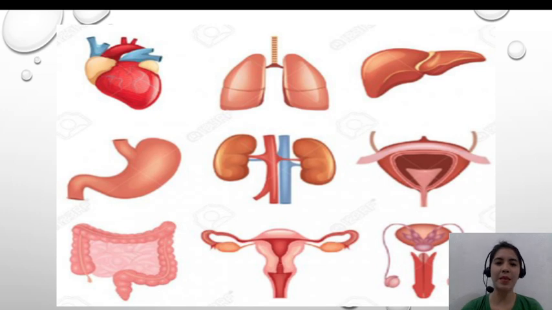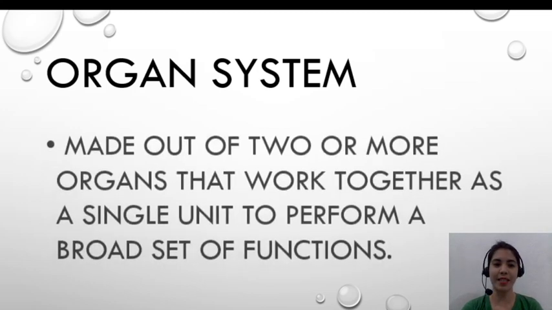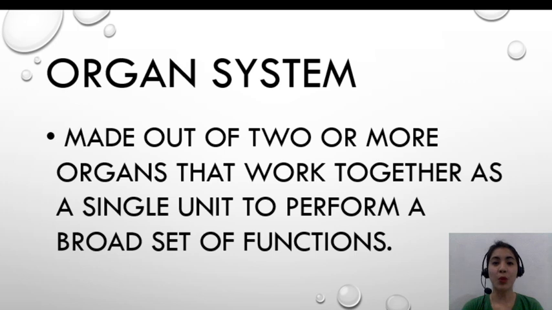Paano pag pinagsama-sama natin ang mga organs? Anong mabubuo nila? Makakabuo sila ng tinatawag nating organ system. So, what is an organ system? It is made of two or more organs that work together as a single unit to perform a broad set of functions.